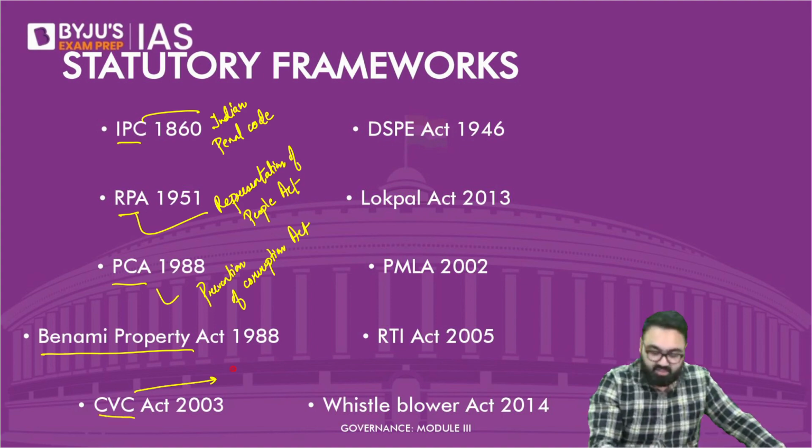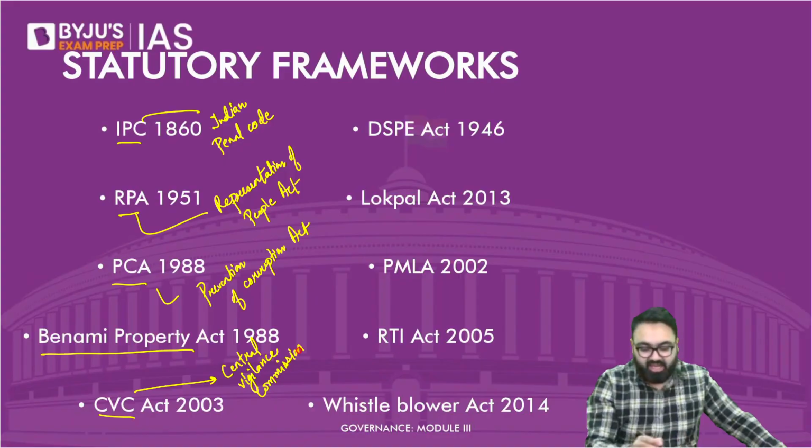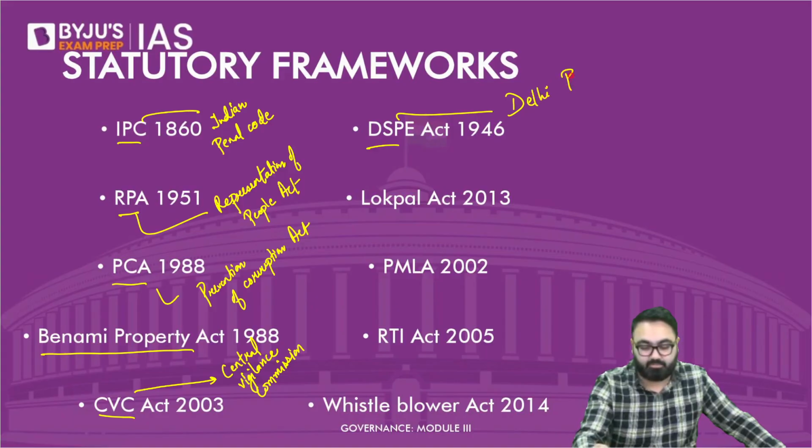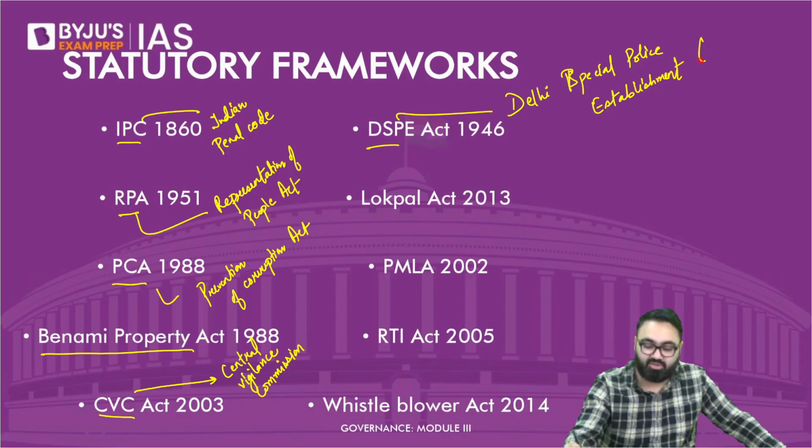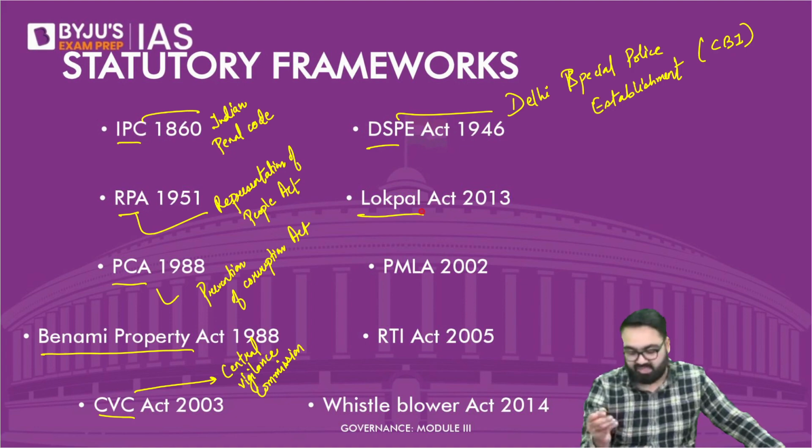Then we have CVC. CVC is the Central Vigilance Commission. This is again a body that was made in order to fight corruption. DSP is Delhi Special Police Establishment Act. This is the act under which CBI was created. So this led to the creation of CBI. Lokpal Act, which we'll be discussing today.